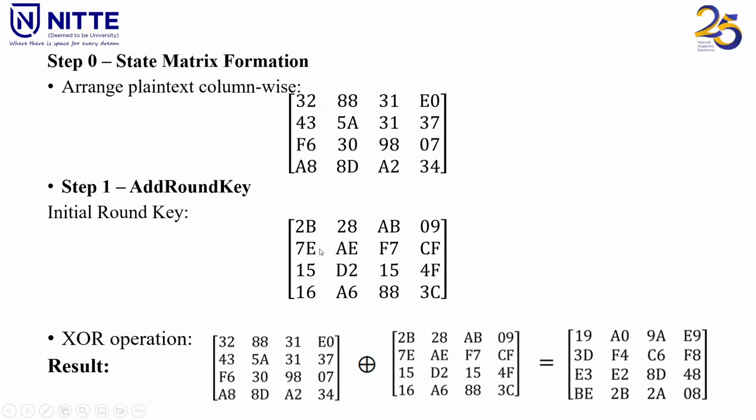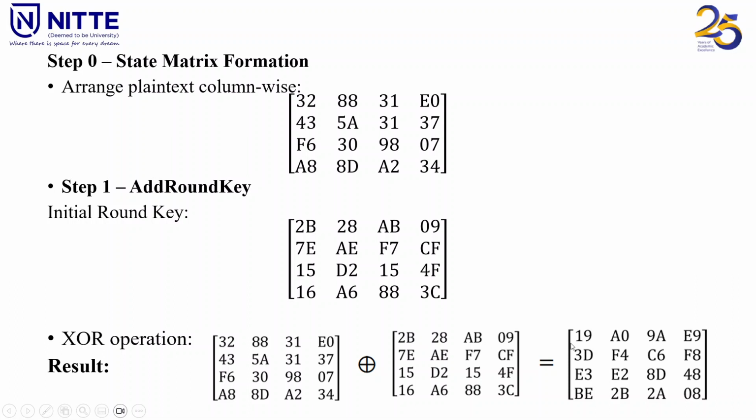Whatever the 128-bit key we have is also represented in the form of a 4x4 matrix. Then we perform a simple XOR operation. This is the very first step, which we call the initial transformation. We take 32 and 2b and perform the XOR operation, and we get 19.